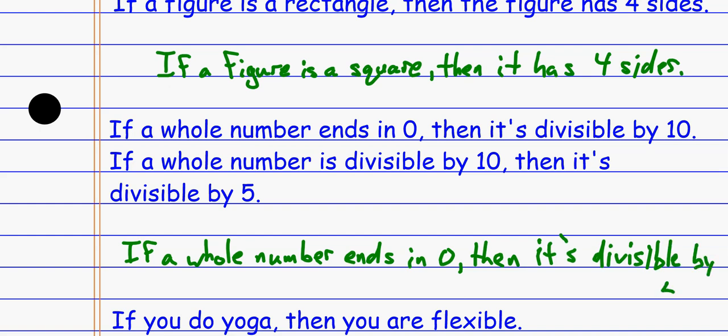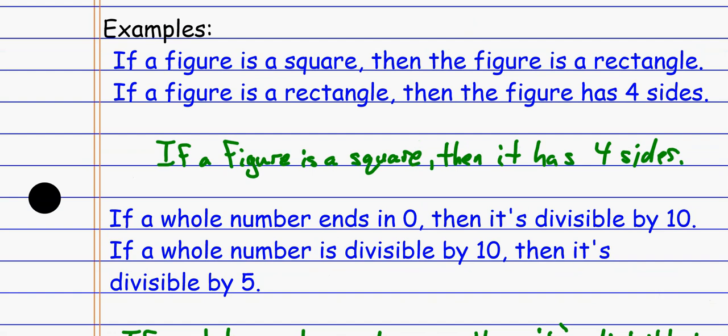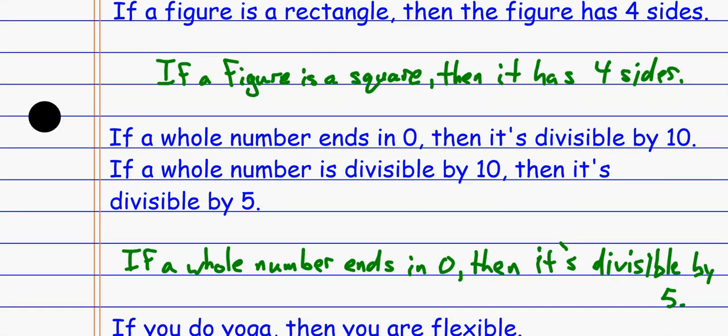Oh, just ran out of space. Okay? But again, it's important that these things are connected by that statement in the middle. The first if-then statement ends with the same statement the next if-then statement begins with. See here, in the first one, it was if square, then rectangle, and the next one started with if rectangle. That's important. Here it was if it ends in a 0, then divisible by 10, and the next statement starts with if divisible by 10, okay?